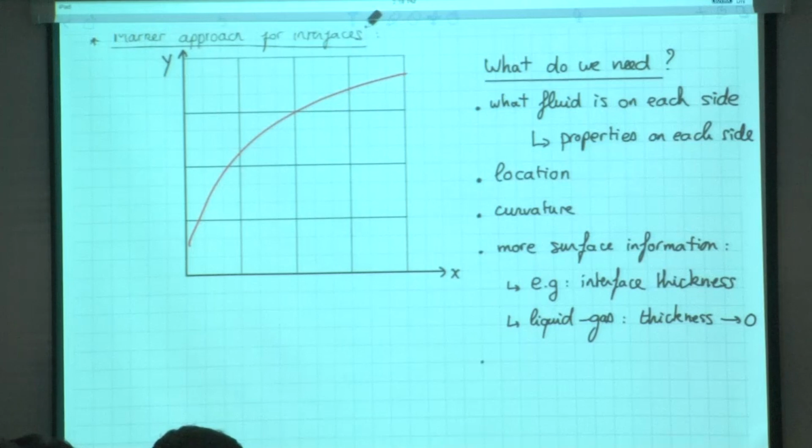There's one more piece of information that we need, which is what is the equation that controls the transport of this interface.